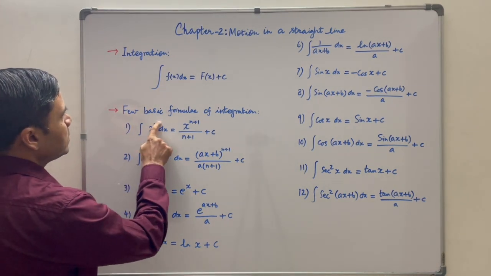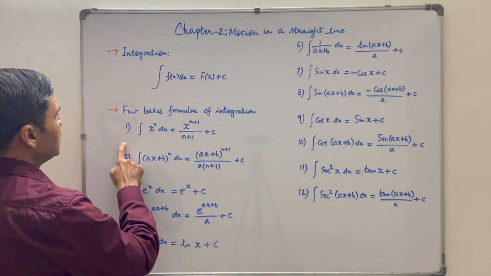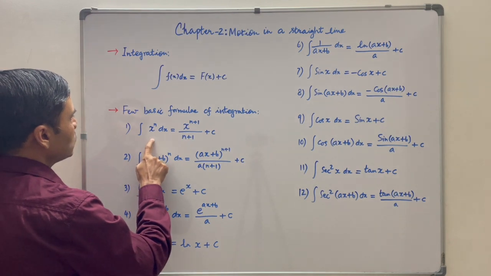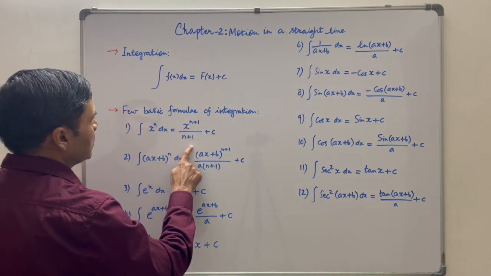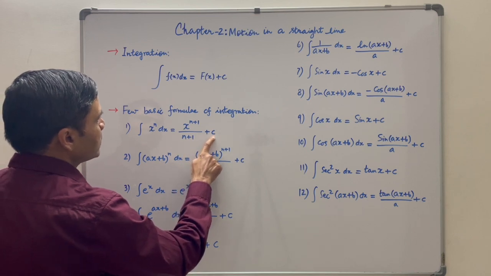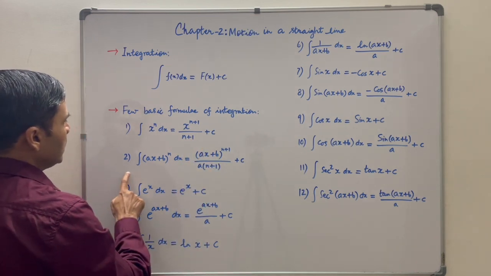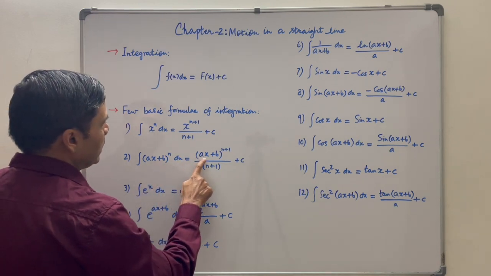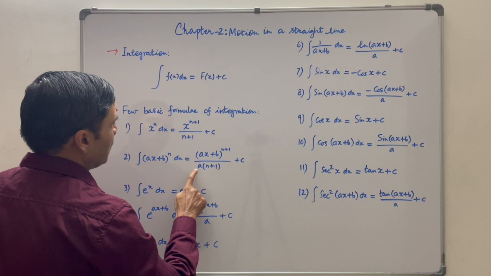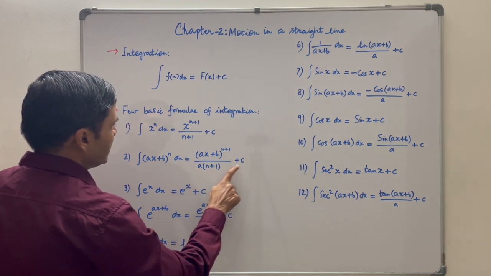Let us see a few basic formulas of integration. First one is integration of x to power n dx, that is equal to x to power n plus 1 upon n plus 1 plus c. c is the constant of integration. Second one, integration of (ax plus b) to power n dx, that is equal to (ax plus b) to power n plus 1 upon a times (n plus 1) plus c.